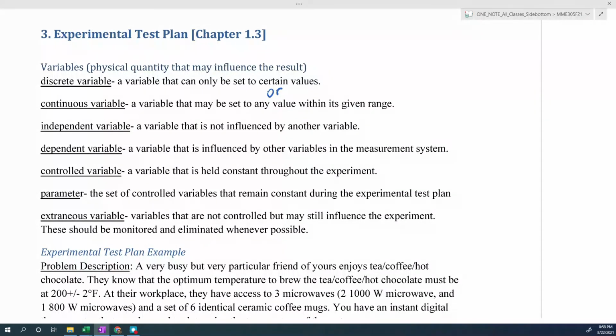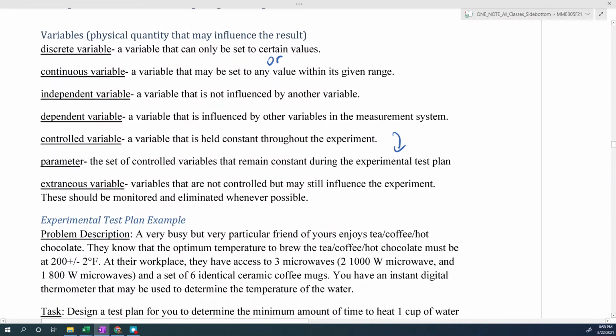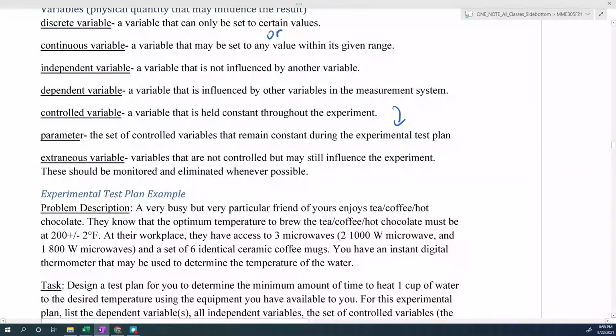And then we have controlled variables. A controlled variable is a variable that is held constant throughout the experiment to try to eliminate its effect on the experimental results. A parameter is a set of controlled variables that remain constant during the experimental test plan. So controlled variables make up parameters, and extraneous variables are variables that are not controlled but may still influence the experiment. These should be monitored and eliminated whenever possible.